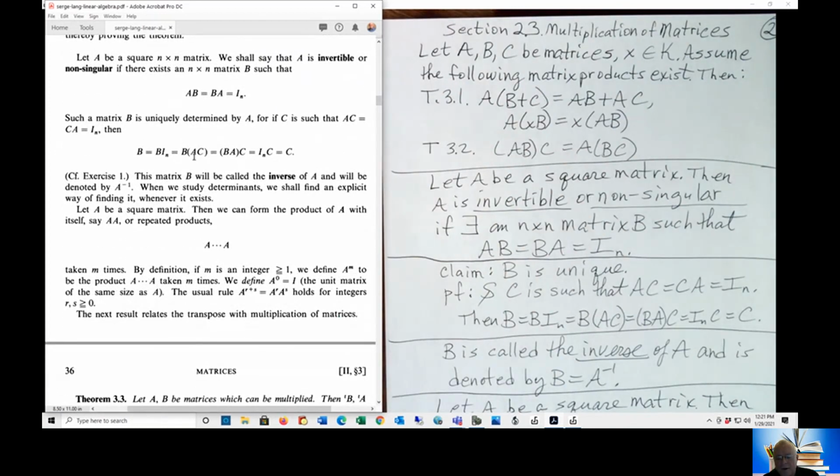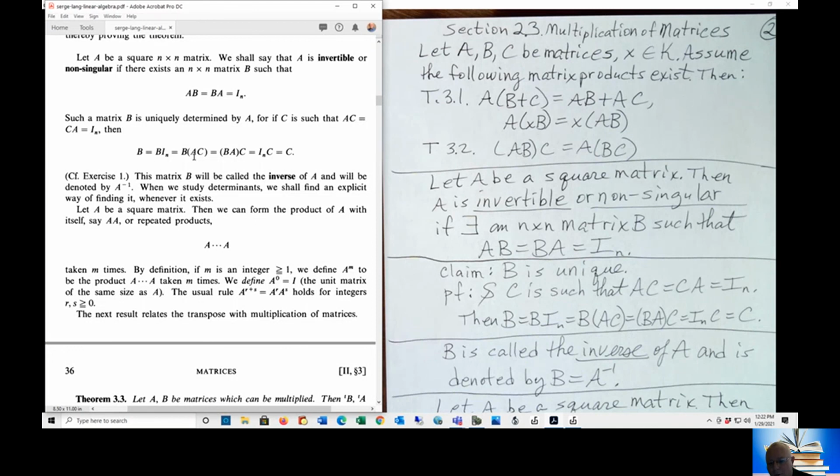I'd rather look next at what we mean by a square n by n matrix having an inverse. A square matrix A is invertible, or non-singular, has an inverse, if there exists a square matrix B such that AB equals BA equals the identity. And we claim that whenever a square matrix has an inverse, its inverse is unique. That is, it only has one inverse. It doesn't have two or more.